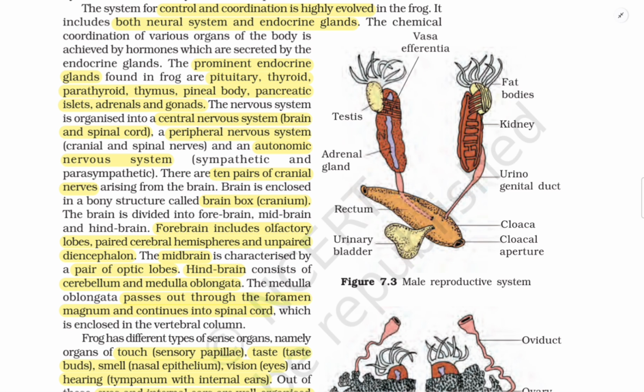The nervous system is organized into a central nervous system, that is brain and spinal cord, a peripheral nervous system, that is cranial and spinal nerves, and an autonomic nervous system, which includes sympathetic and parasympathetic. There are 10 pairs of cranial nerves arising from the brain. The brain is enclosed in a bony structure called the brain box, also known as the cranium.